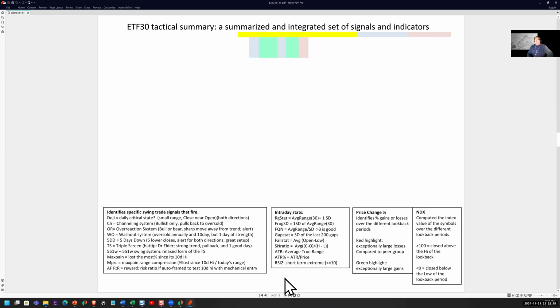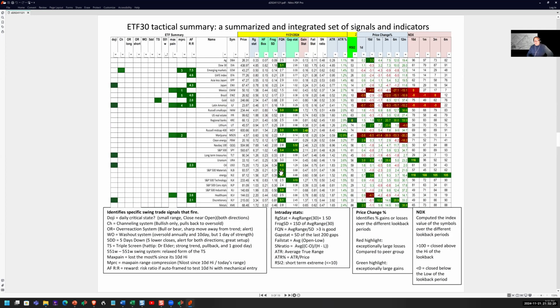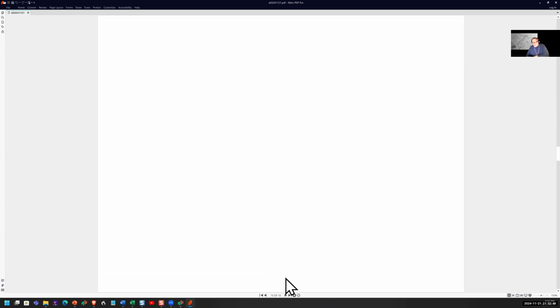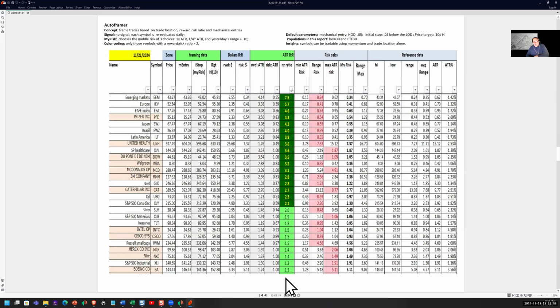Situational trading there. In the ETFs, strength in energy and a little bit in uranium, micro weakness here in Brazil and Latin America and Mexico for that matter. A healthy number of ETFs in the globals are as much as 7.5-1 in emerging markets, 4.5-1 in the Euro Asia blend. So a lot of the globals are trying to play catch up. US is still leading the way. There's your daily framing data from the auto framer.